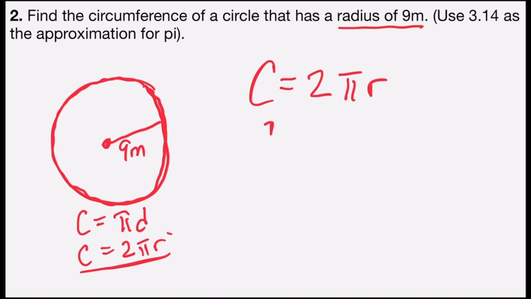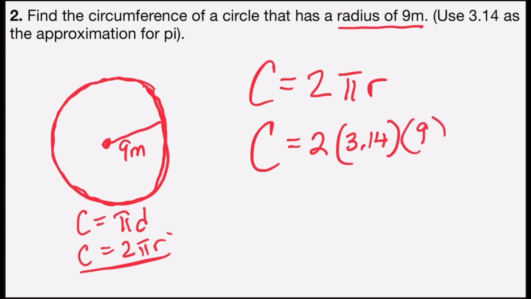And now I can substitute. Circumference is equal to 2. My approximation I'm told to use for pi is 3.14. And I have a radius in this problem of 9. And so all I have to do is multiply, if I punch into a calculator, 2 times 3.14 times 9, the circumference of this circle will equal 56.25 meters.